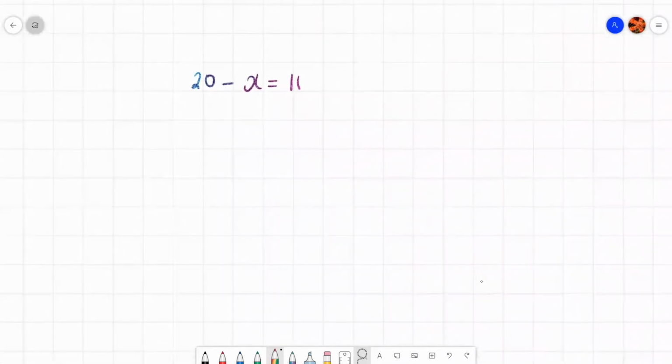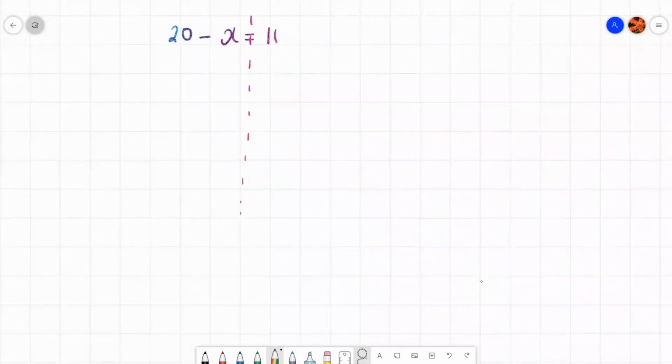Okay, this time 20 take away x equals 11. So I'm going to draw my dotted line. Okay, so I've got two choices. If I get rid of the x, I will need to add x on both sides. So to do that, I'm going to be left with 20 here. Minus x add x is nothing. And then I've got 11 add x here.